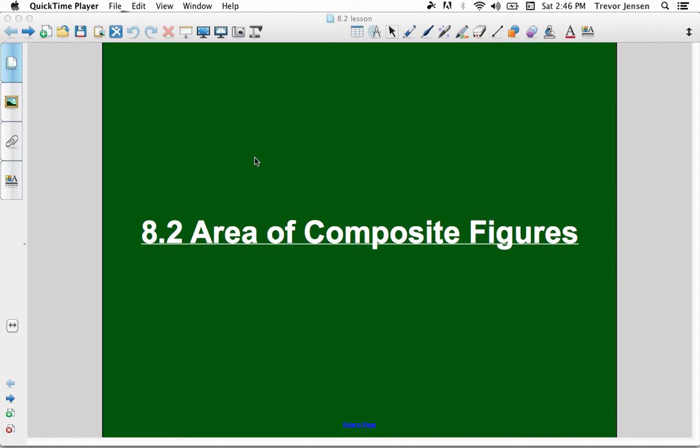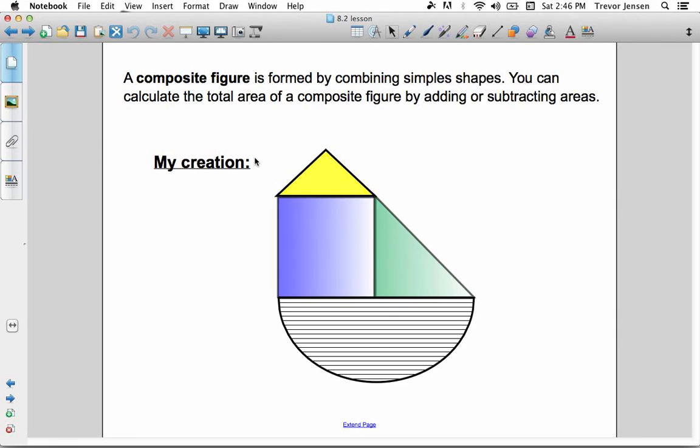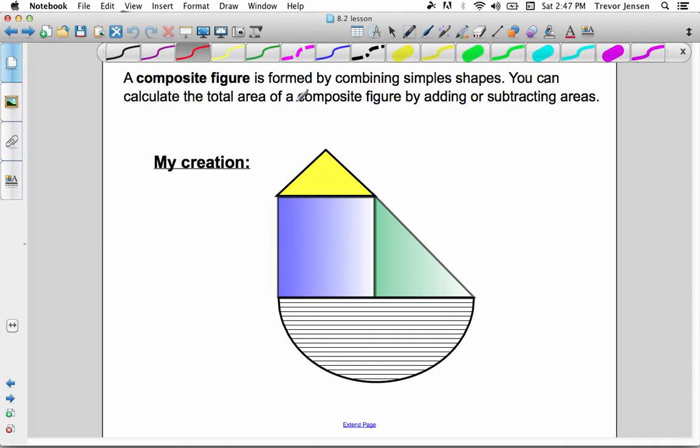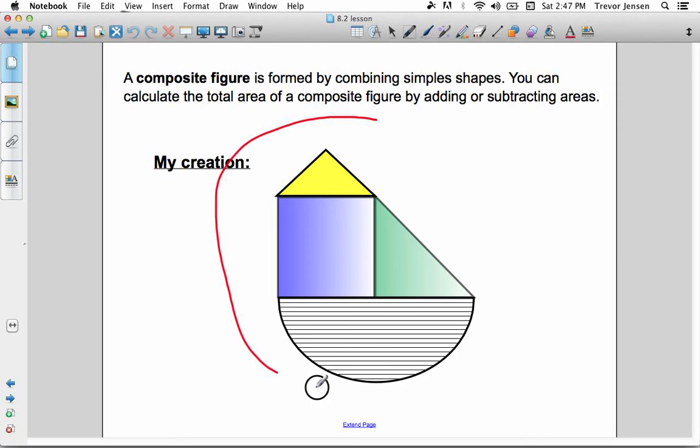So we want to find the area of composite figures. First of all, what is a composite figure? A composite figure is a figure formed by combining simple shapes. So you could calculate the area of a composite figure by finding the area of each of the shapes that make up this composite figure and then adding them all together. So I've made a composite figure here. Remember, a composite figure is a figure made up of combining simple shapes.